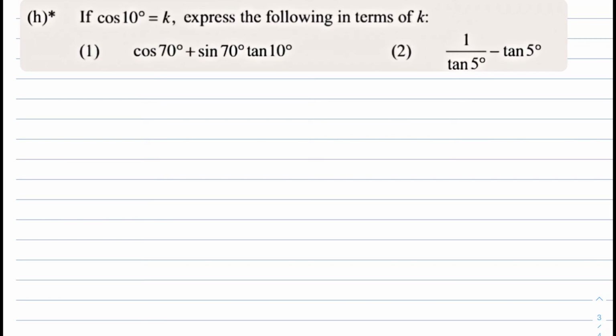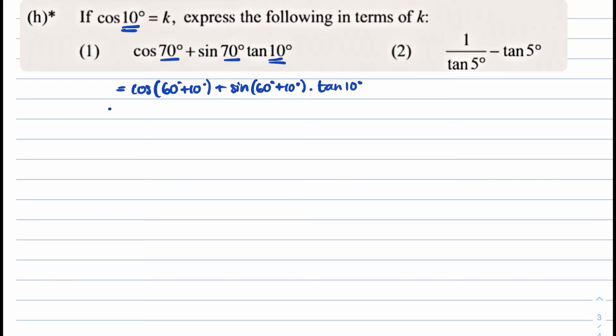Okay, let's have a bit of fun here with h. Although it's got a star, let's take it one step at a time. The first thing we notice, the given angle is 10 degrees, which I have in this first one here. But these angles are 70 degrees. Well, 10 degrees plus 60 degrees is 70 degrees. So I'm going to rewrite the cosine of 70 as the cosine of 60 plus 10, and we're going to write the sine of 70 as the sine of 60 plus 10, multiplied by the tan of 10 degrees.